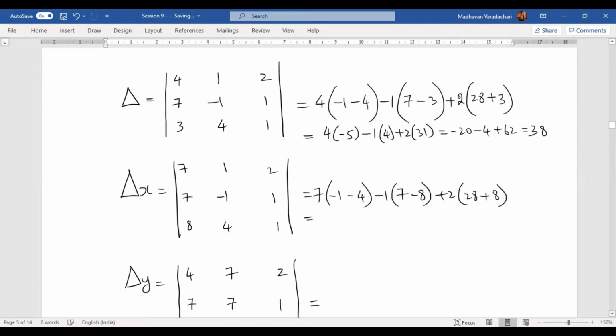So that will give you 7 times minus 5, minus 1 times minus 1, plus 2 times 36. That is negative 35 minus a minus 1, it becomes plus 1, plus 72. So this is negative 34, negative 34 plus 72. It is again working out to 38.